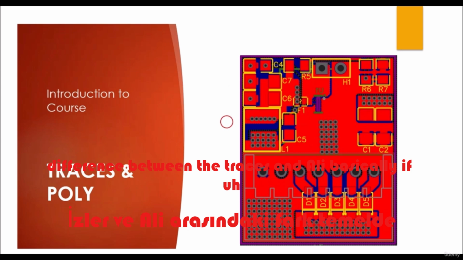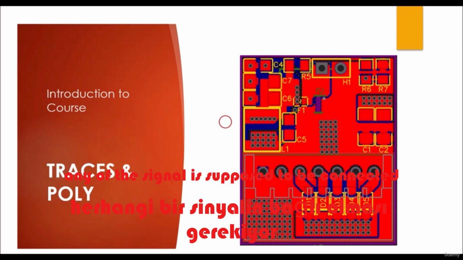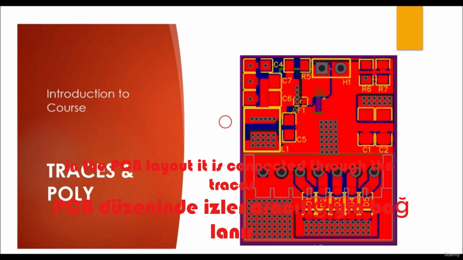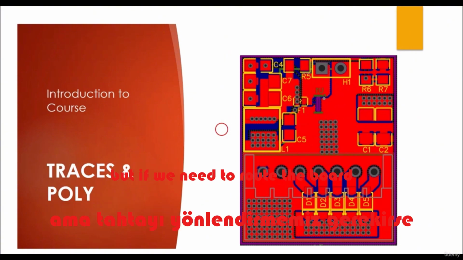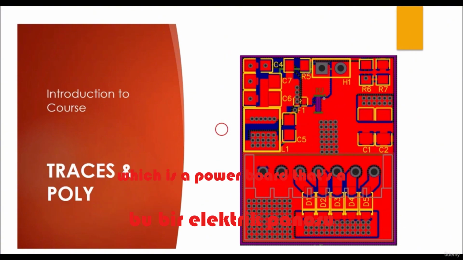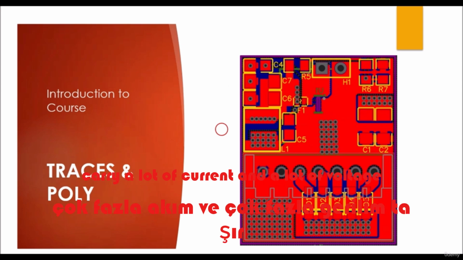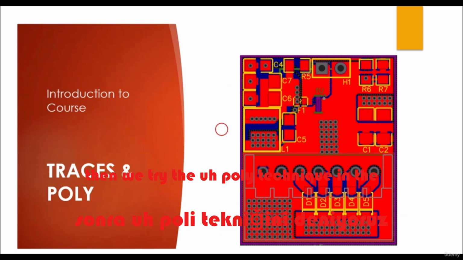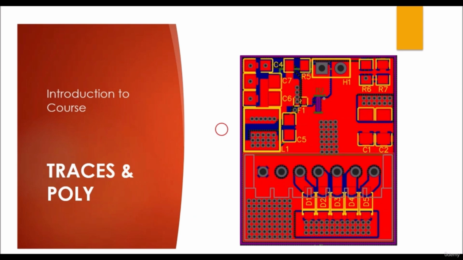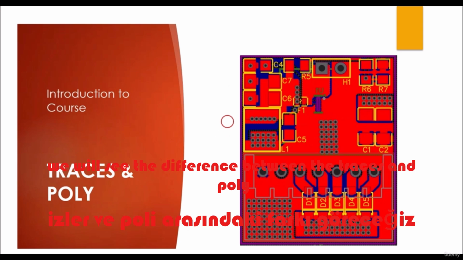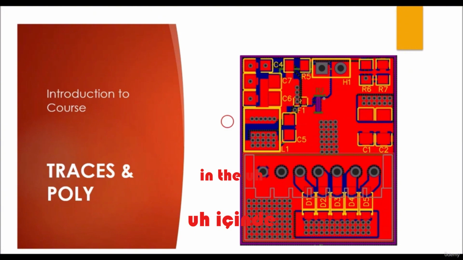Basically, if any signal is supposed to be connected in the PCB layout, it is connected through the traces. But if we need to route a power board, which is supposed to carry a lot of current and a lot of voltage, then we use the poly technique in the PCB layout. So we will see the difference between the traces and poly in the course in detail.